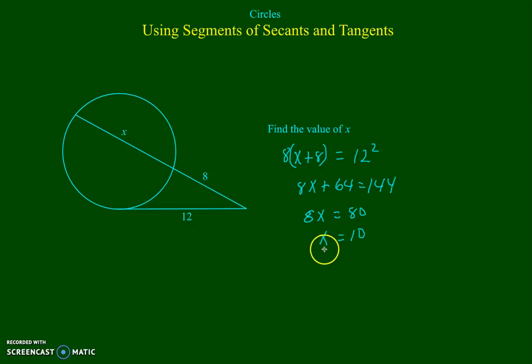So that was a fairly straightforward example, but the important thing to understand is that the entire secant segment times its external segment equals the square of the tangent segment. And that wraps up the segments in circles.